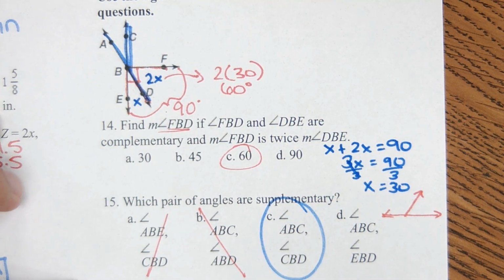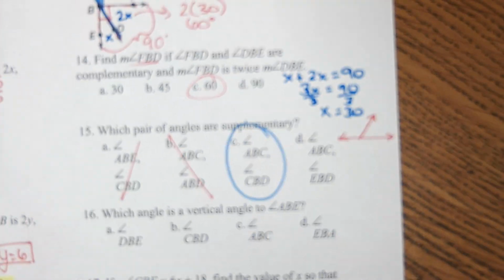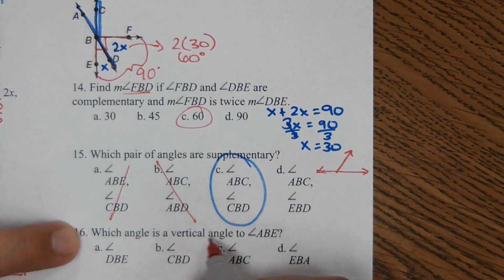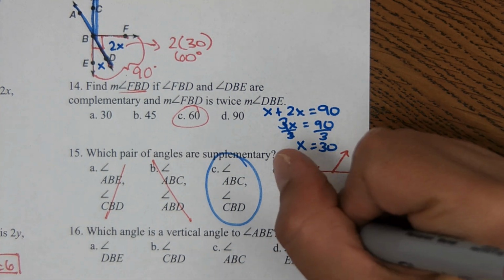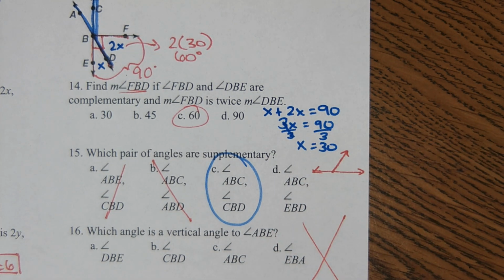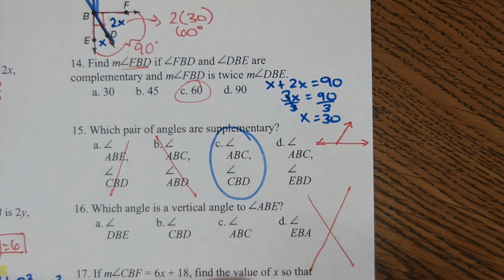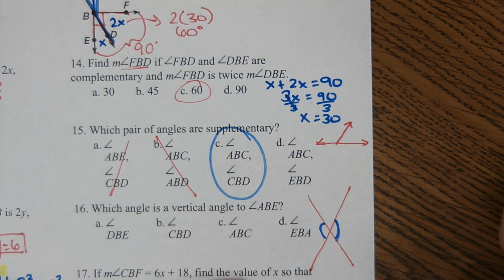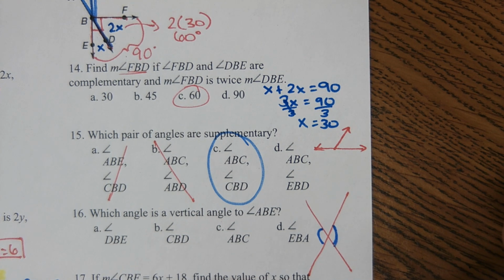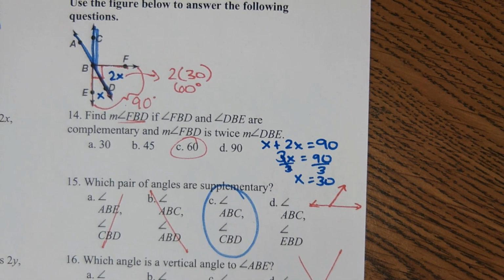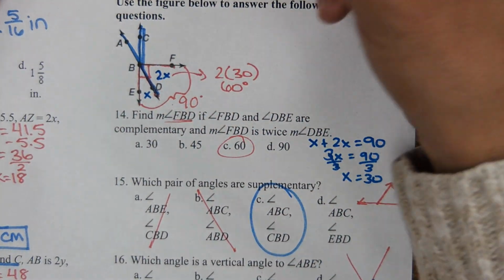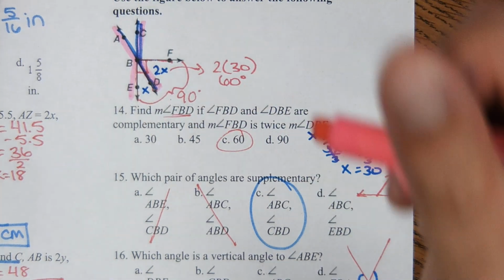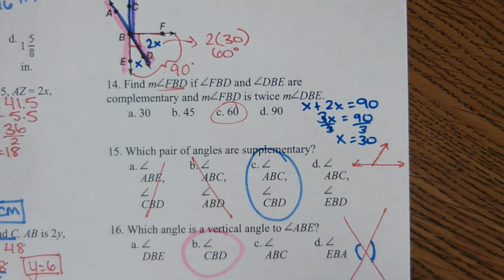Okay, then 16, trying to make it all fit. I'm gonna have to zoom out. Okay, 16, it says which angle is a vertical angle to ABE. Well, first off, let's review what vertical angles are. Vertical angles are when you have two intersecting lines and the angles opposite each other are vertical angles. So the vertical angle with ABE, looking at here, ABE is right here, would be this angle, which is CBD. So it would be this.